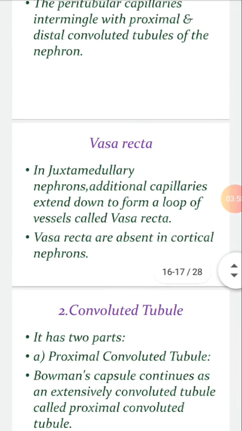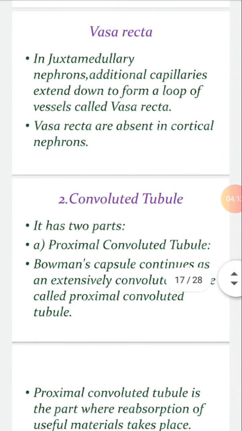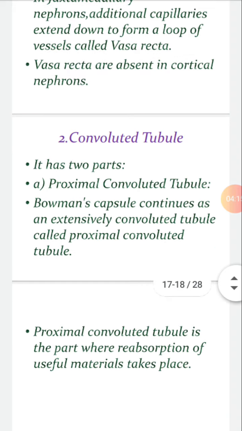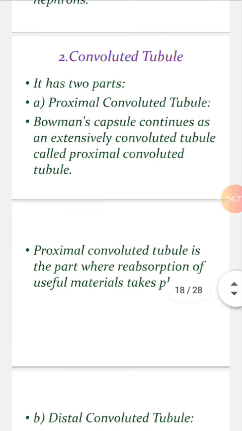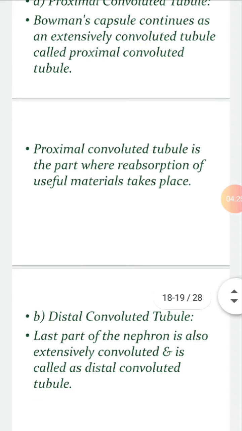Convoluted tubule, which means coiled tubule. It has two parts. First is the proximal convoluted tubule. Bowman's capsule continues as an extensively convoluted or coiled tubule called the proximal convoluted tubule. The proximal or first convoluted tubule is the part where reabsorption of useful materials takes place, like sugars and amino acids.